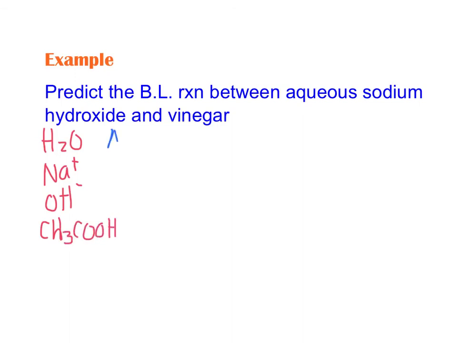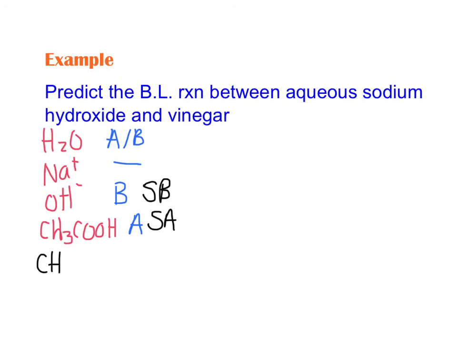Water can act as an acid and a base. It's amphiprotic. Sodium is nothing. OH- is obviously quite basic. And acetic acid is acidic. Looking in our data tables, water is the weakest acid and the weakest base possible. So we find that obviously hydroxide is the strongest base. Acetic acid is the strongest acid.